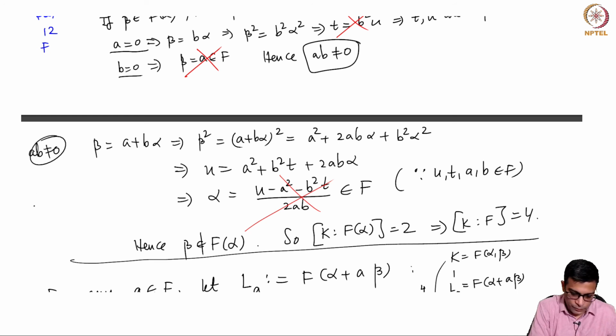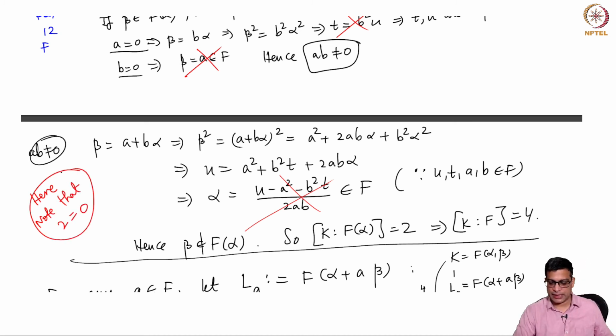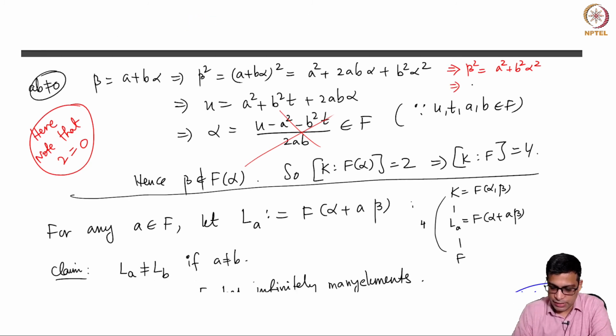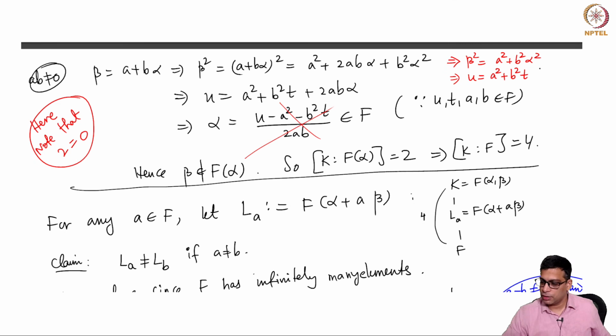So here, note that, I think that simplifies this calculation. So you have beta square is equal to a square plus b square. So you don't need to do this, but basically there is a mistake here. So this gives me beta square equals a square plus b square alpha square. Okay, but that means u equals a square plus b square t, right? But that is a violation of the fact that u and t are independent variables.